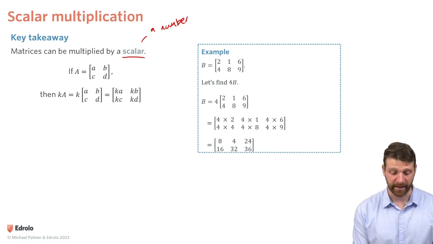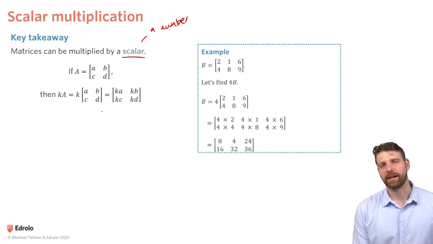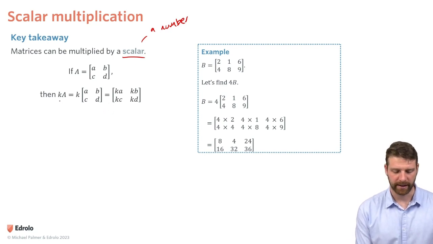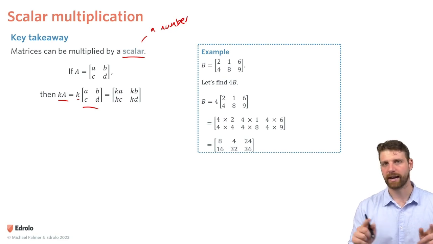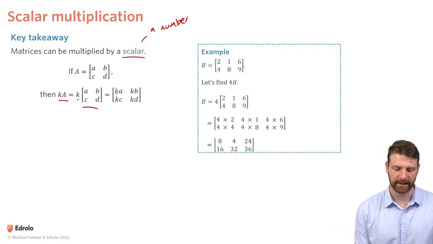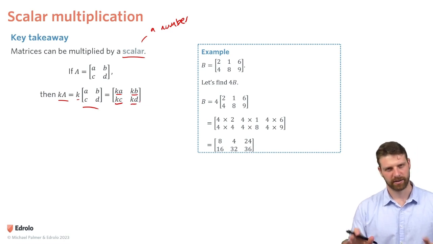So if I have a matrix A, where the elements are a, b, c, and d, I can multiply that by some number k. So if I have k times A, then that would be k times the matrix A. And what I do is I multiply that number to every element inside the matrix. So I get k times a, k times b, k times c, and k times d. If that's all too many letters for you, let's have a go with some numbers.